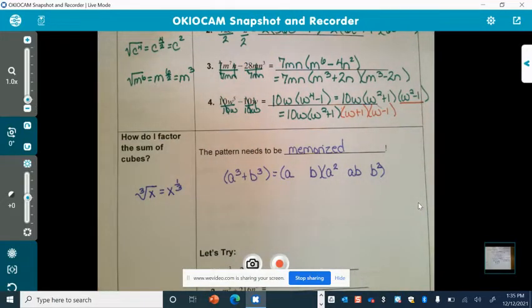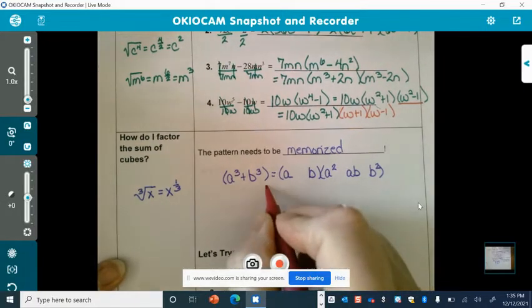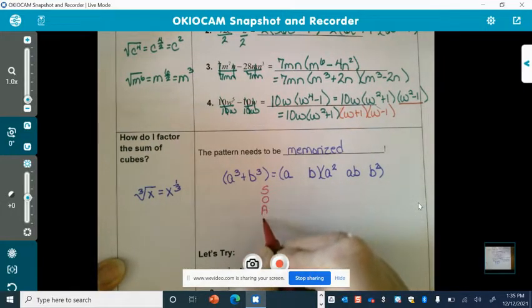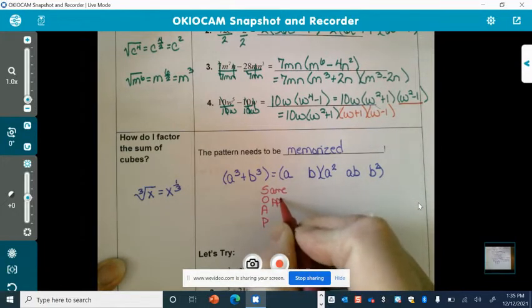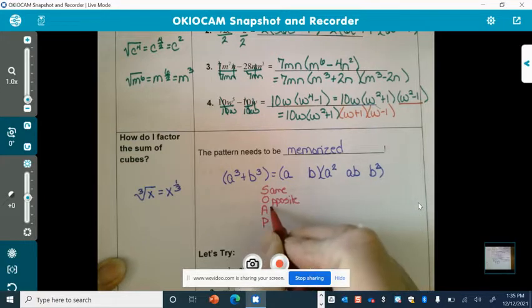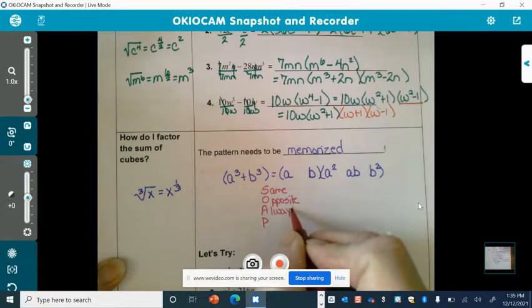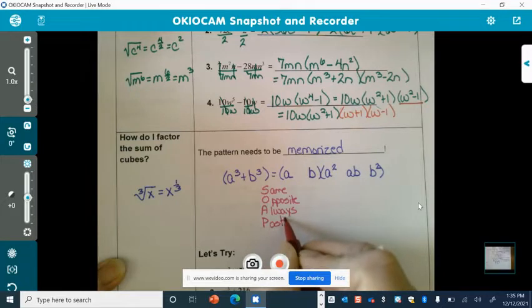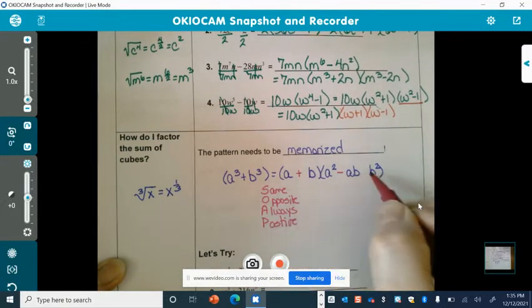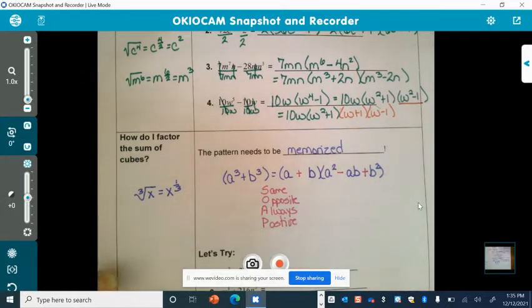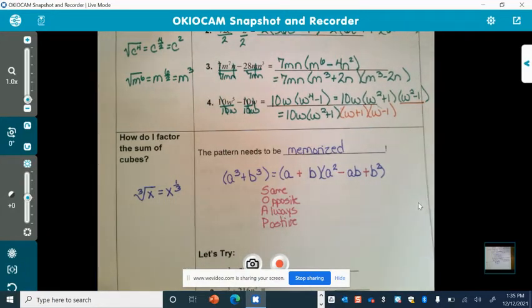This gets you the basics. Now we are going to apply SOAP. Same, opposite, always positive. So this was addition, same, opposite, always positive. Okay, that's our pattern. Let's take a look at a couple of practice problems.